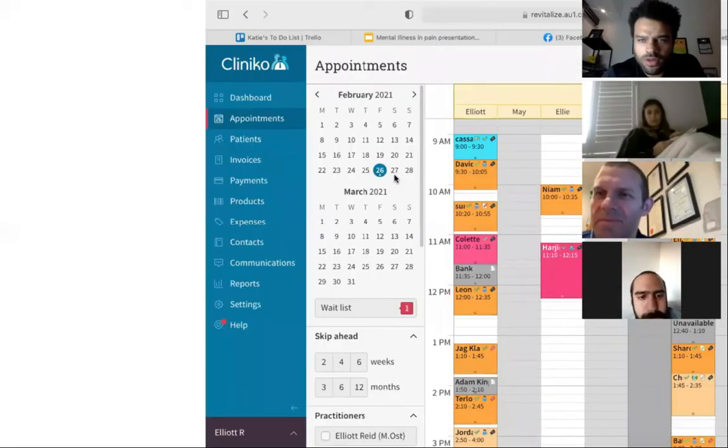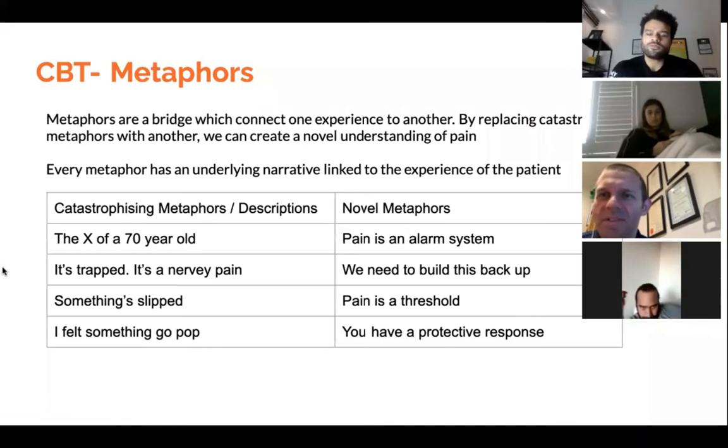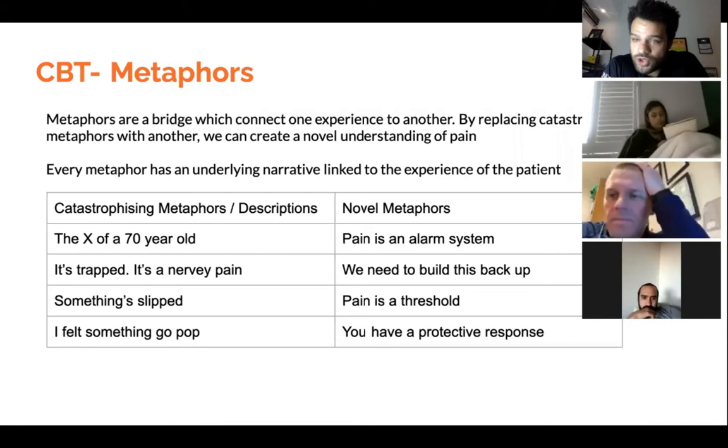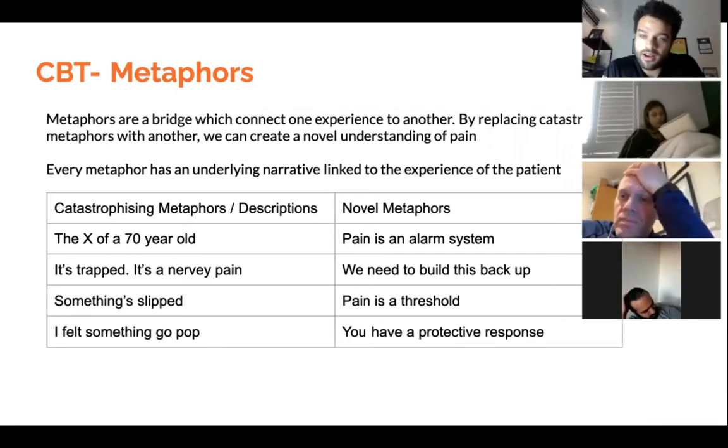All good? All right. So, better metaphors are metaphors which show pain to be actually something which is functional, something which is positive, but something that's got out of control. So, for example, pain is an alarm system. You've tripped the alarm system. We just need to gradually turn the volume down on that alarm system again. We need to build this back up. So that empowers the patient because they can probably understand the idea of building areas or building strength again.